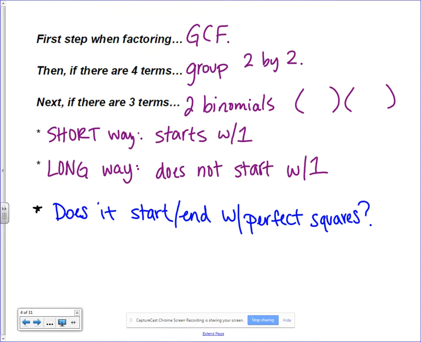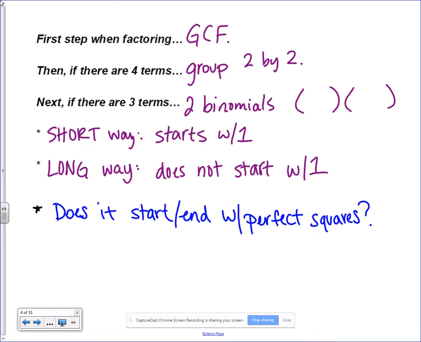I suppose you could call it the medium way. We have a short way, we have a long way, we have a medium way. Why not? If it begins and ends with a perfect square, we might be able to do something with it. And I'll show you what that is here in a little bit. Okay?